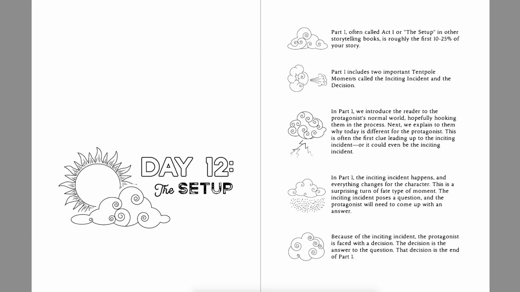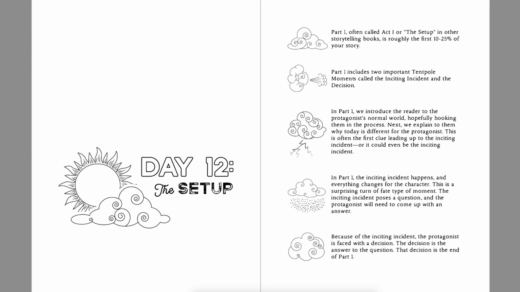Today is day 12 of the challenge, and today we are talking about the setup, or the first 25% of your novel. We are on day 12, which is the setup. In this section, we're going to be talking about part 1 of your novel. It's sometimes called Act 1. It's sometimes called the setup. But it's basically the first 0 to 25% of your story, or it could be the first 0 to 10% of your story.